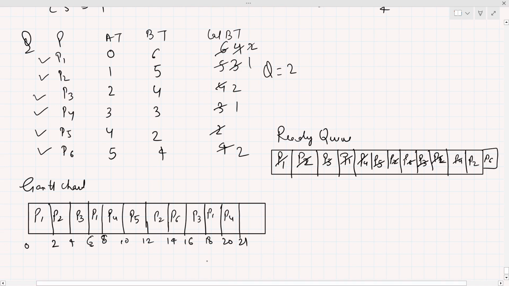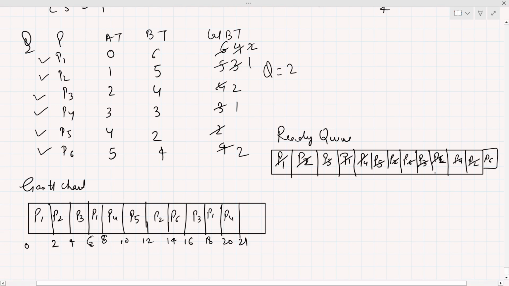Remember this, because many times students make a mistake and write from 20 to 22, but the burst time of P4 is only 1. So the process spends only 1 unit of time on the CPU, and after completion it terminates and leaves, and another process gets the CPU at that time. The time quantum is the maximum time that a process can spend on the CPU. Minimally it can spend according to its burst.